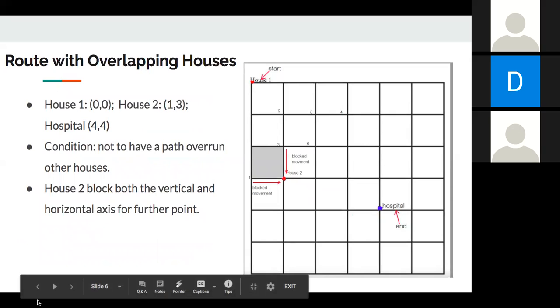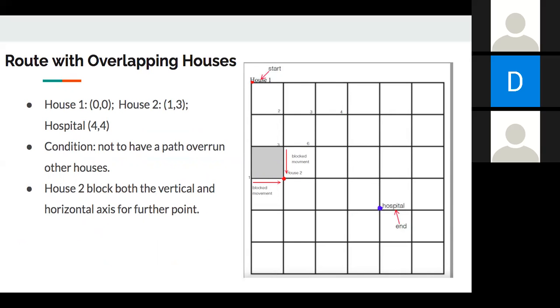In our second example, we find our second house located at coordinates 1, 3, and it blocks both horizontal and vertical pathways for house 1, as our town condition states that no pathway shall overrun the house. Due to the restriction, the coordinates surrounding the house would only have access in one possible direction from the previous opening coordinate, making the possible permutation same as the previous coordinates.